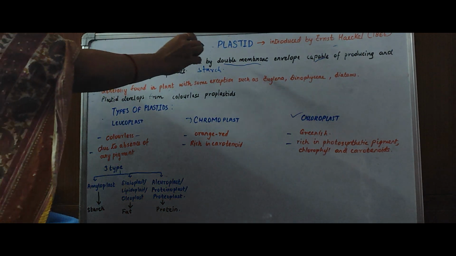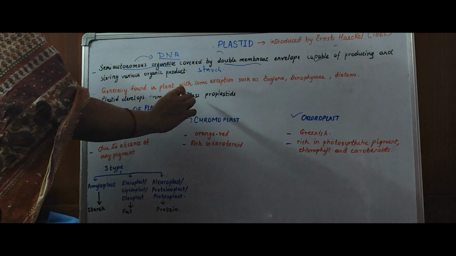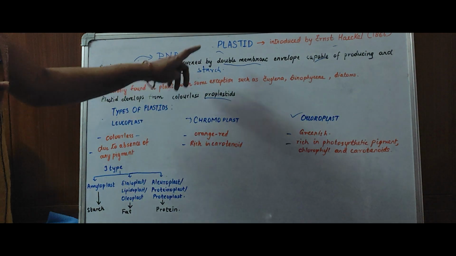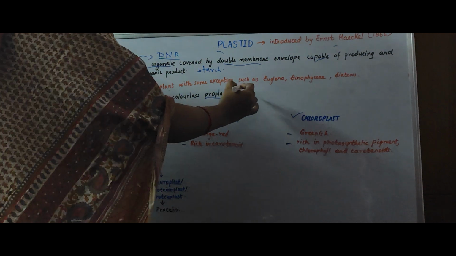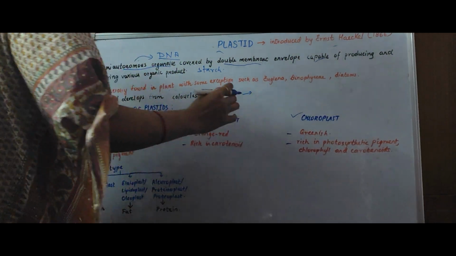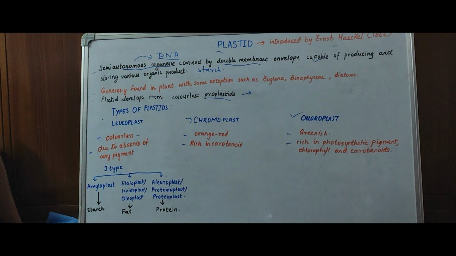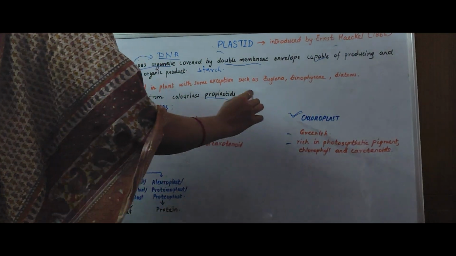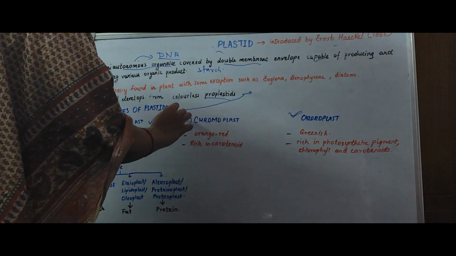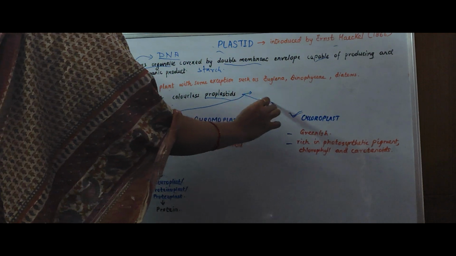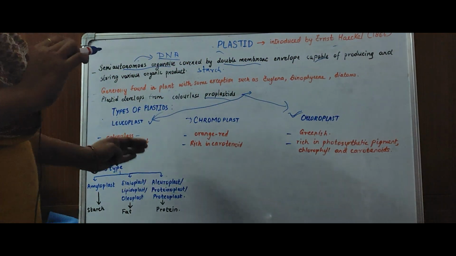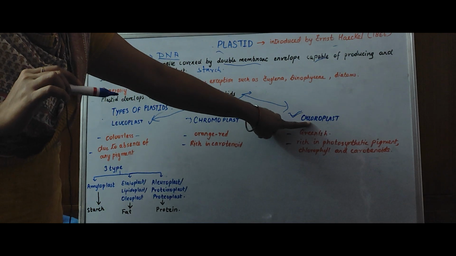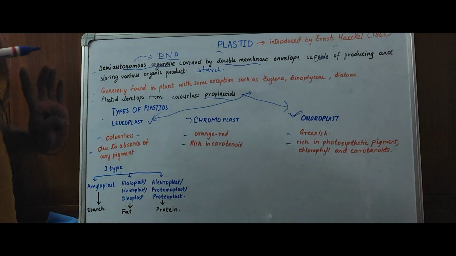Now these plastids originate from proplastid. Proplastid is a precursor for plastid. Now proplastid can divide and differentiate into leucoplast and chloroplast. Further, chromoplast is derived either from chloroplast or from leucoplast.